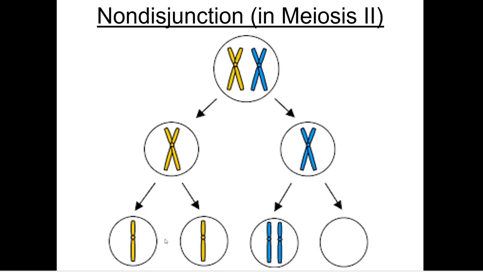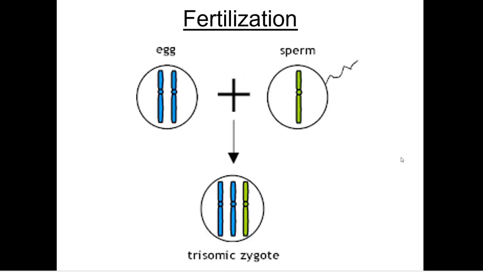And then the two yellows get split up nicely, but the blue, instead of splitting up nicely, ends up all in one cell, and this cell has none. And so you have problems with both of these cells, okay?